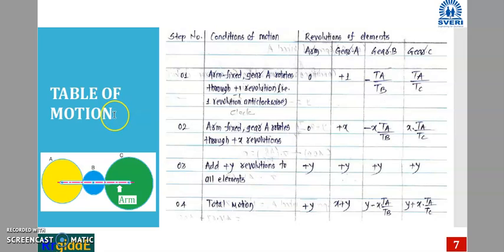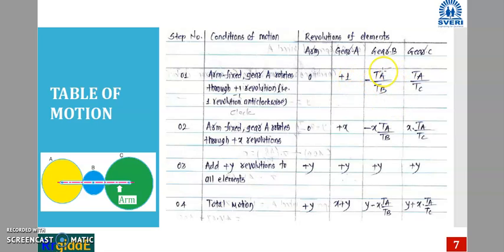Now first step, we need to tabulate the data in table of motion. Step number, then conditions of motion, revolution of elements from the combination. First column is revolution of element, that is R, second one gear A, then third one gear B, and fourth one gear C. Similarly, the first step, arm fixed, gear A rotates through plus x revolution, plus 1 revolution, that is 1 revolution in anti-clockwise direction. Therefore, here we are going to write 0 for arm and plus 1 for gear A.